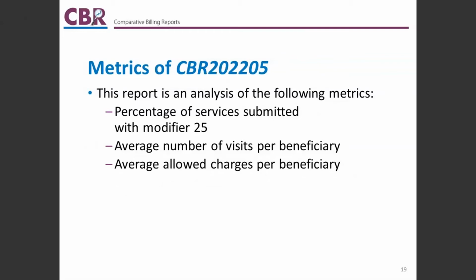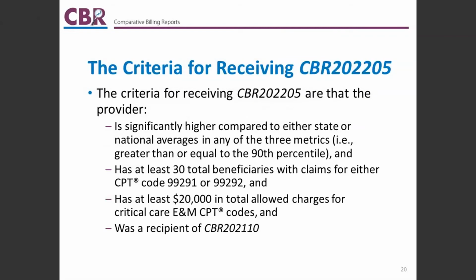Metric 1 analyzes, of all the critical care services provided by the provider over the analysis year, what percentage were submitted with a modifier 25? Metric 2 looks at the average number of critical care services per beneficiary for the provider, and metric 3 looks at the average allowed charges for critical care per beneficiary during the analysis year. We'll break down how each of these metrics is calculated later on in the presentation.